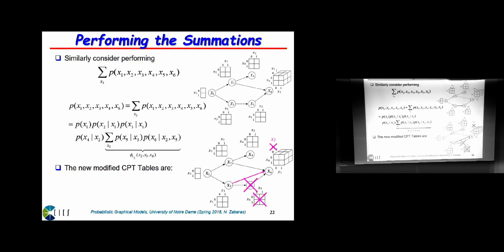This is the table of x6 given x2 and x5. When I integrate x5, the summation on this x5 component will disappear, and effectively this three-dimensional table will become a two-dimensional table. At the end of the day, you get this potential that is defined in terms of P of x5 given x3, multiplied by P of x6 given x5 and x2, summation over x5, and then I get this.